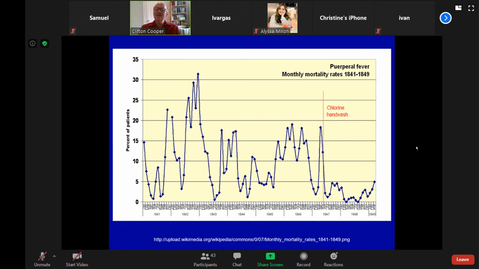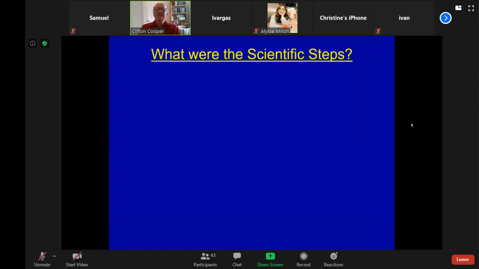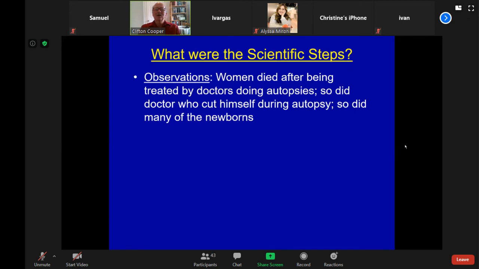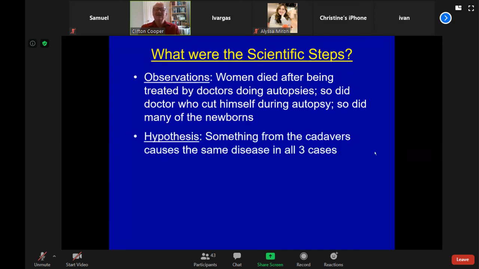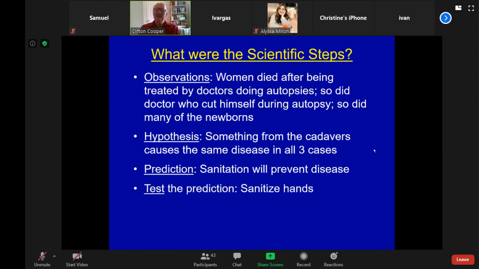This idea of a connection with the dead bodies is established. So this was an early medical intervention involving scientific thinking that saved a lot of lives. So we have the multiple observations, as I mentioned. We have this hypothesis that it gets back to the cadavers in every case. Prediction that the sanitation will stop it, tested it, and it worked.